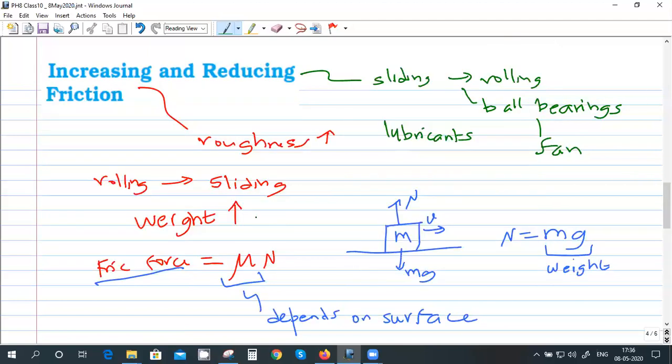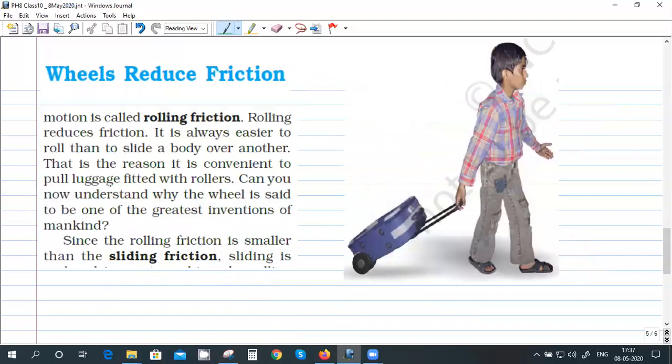Or if you have a bicycle, you can push the bicycle by hand. Another thing is you apply the brake. With the brake fully pressed, you try to push the bicycle, it will be difficult. I think that will be the easiest way to check this one. Okay. To reduce friction, that's what we said. Rolling friction is less than the sliding friction.